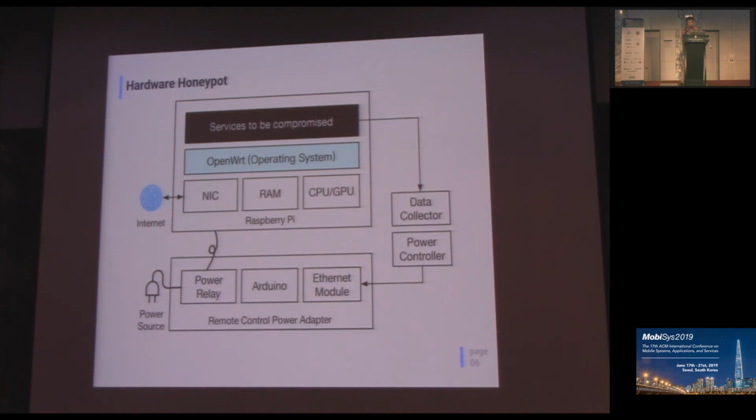The lower component is the remote control power adapter, or we call it RCPA. RCPA is very crucial to this system because if our hardware honeypot is unavailable, we have to reboot it. In case that we cannot log in to reboot it, we have to use an external component to control the power of the hardware honeypot. The RCPA is composed of an Arduino, a power relay, and an Ethernet module. Once we send a restart message to it, the Arduino controls the power relay to power down the honeypot and then power it up.